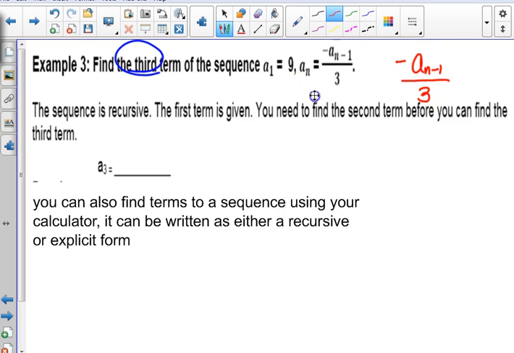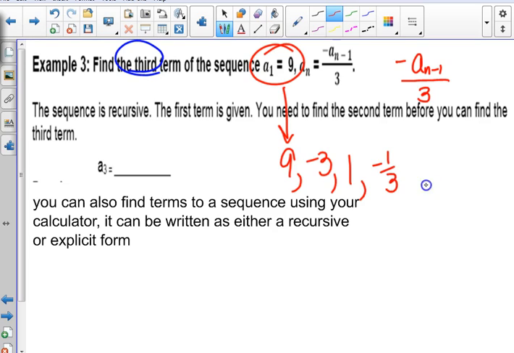All right. So what do we start with, though? The first term is 9, right? And then if I take the opposite of 9 and divide by 3, opposite of negative 3 divided by 3. Okay, that's the one they want. But if we did one more, the opposite of that divided by 3. So really you're just multiplying by negative 1/3, yes? Okay. It asks for the 3rd term.